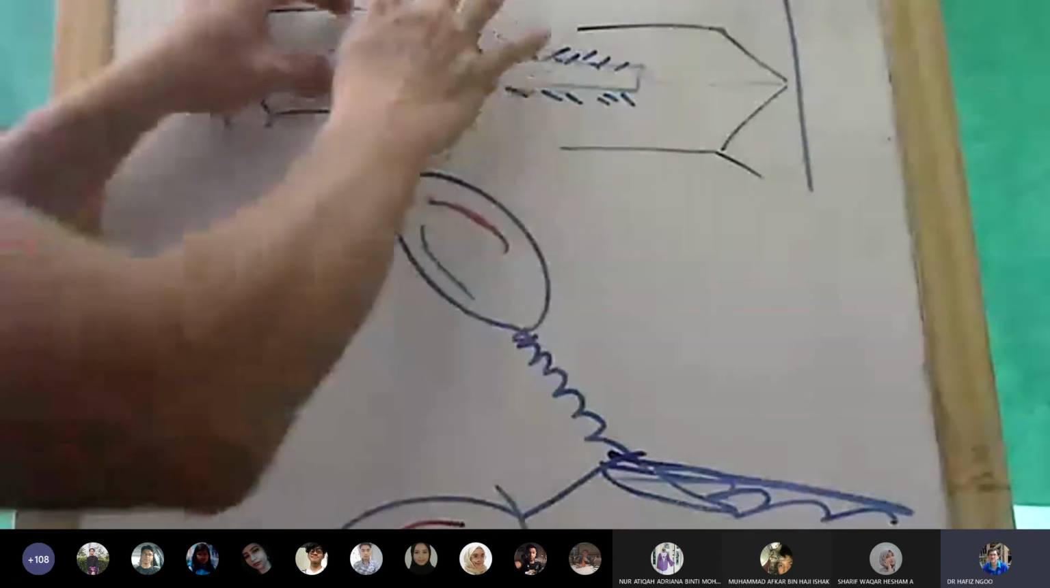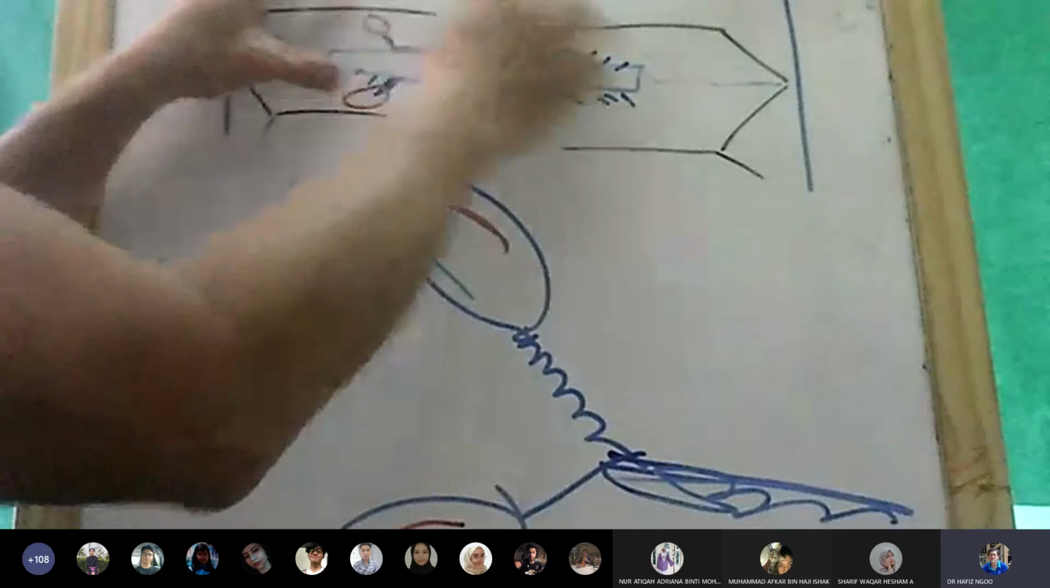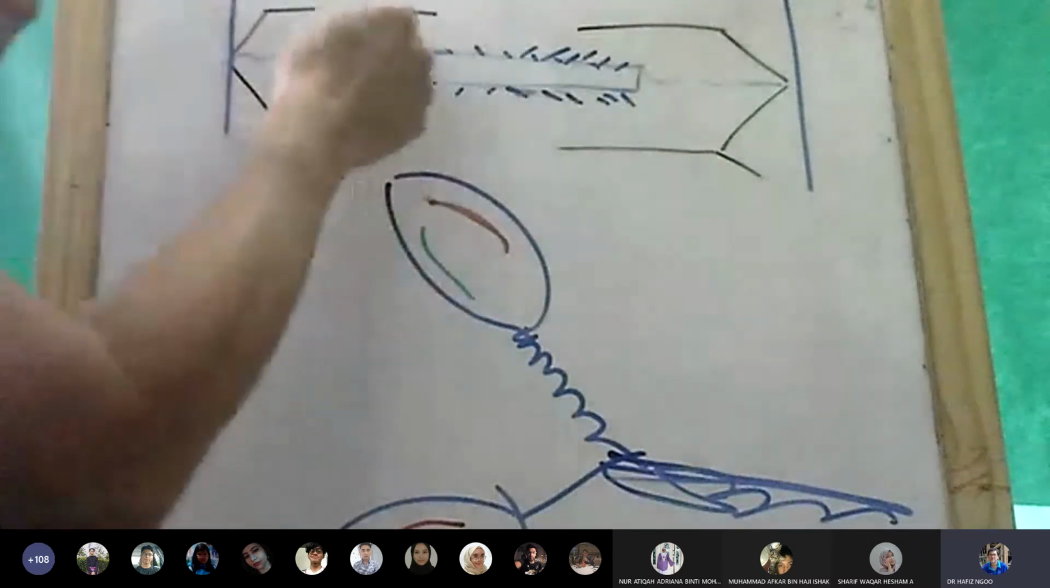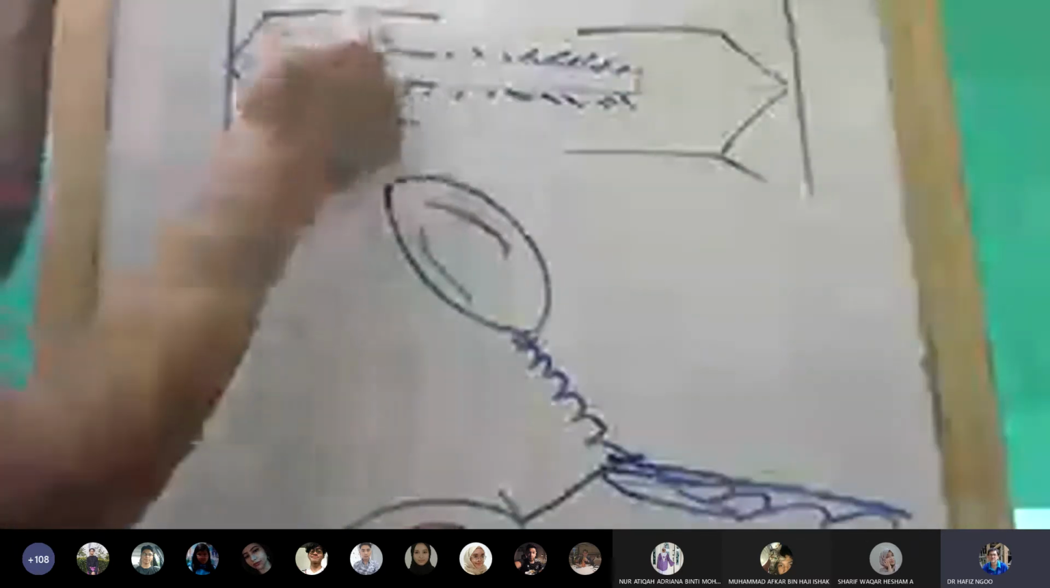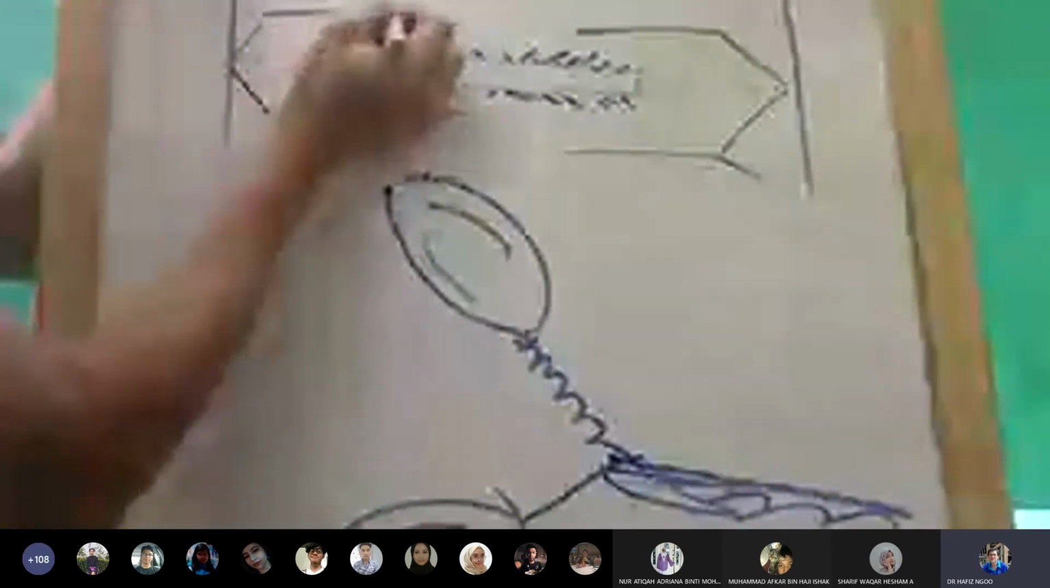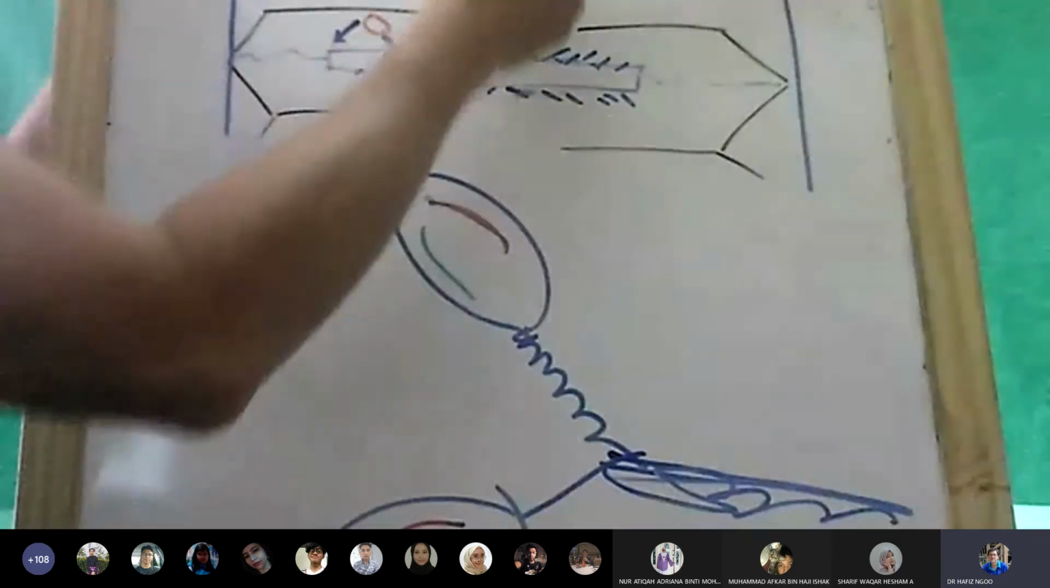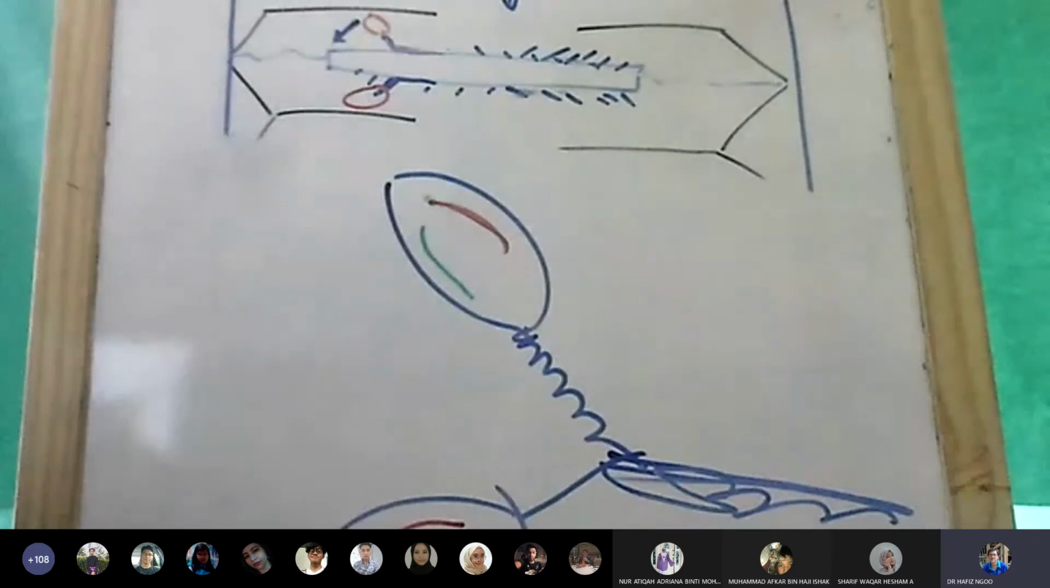If you are able to attach and then you release, it is going to pull. This is what we call the power stroke. As the head tilts down, it is pulling the myosin towards the Z line. It is pulling here, and this is going to be at the center, the M line. Is that okay?